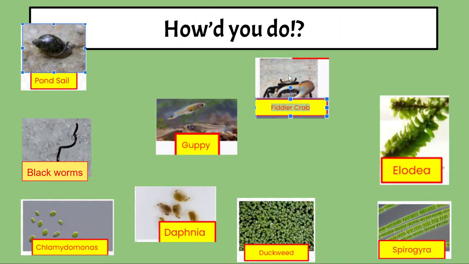Okay, so in our ecosystems, we had put in Chlamydomonas and Daphnia, and we put in Spirogyra, and we put in Elodea, duckweed, guppies, fiddler crabs, pond snails, and black worms. Those were the items that we put into our ecosystems. So hopefully you remembered some of those, and a couple people remember all of them.